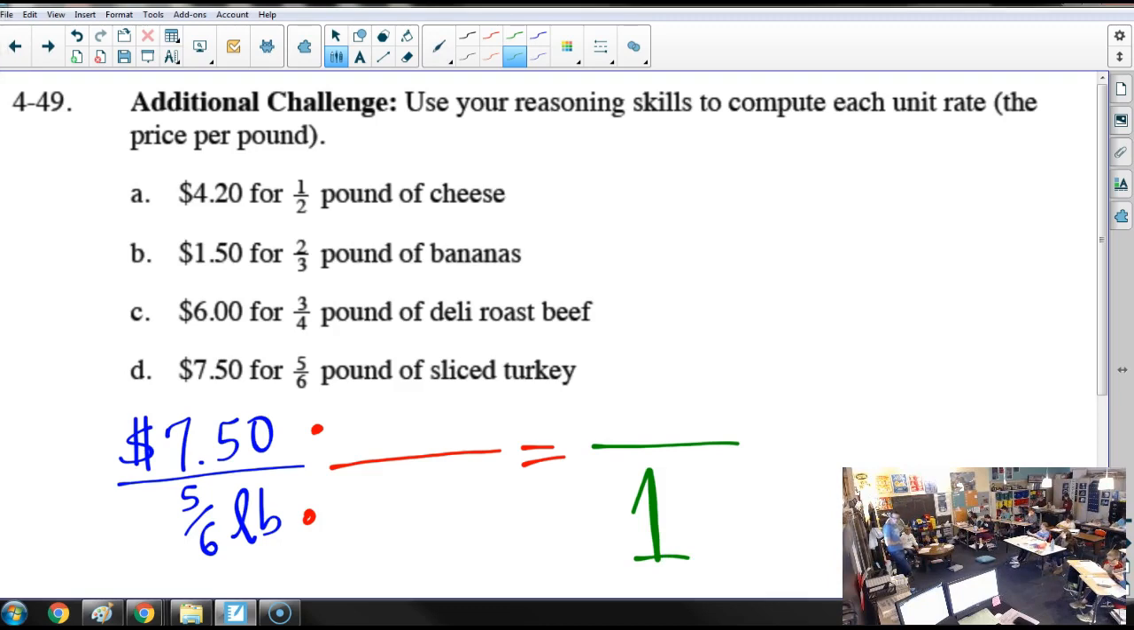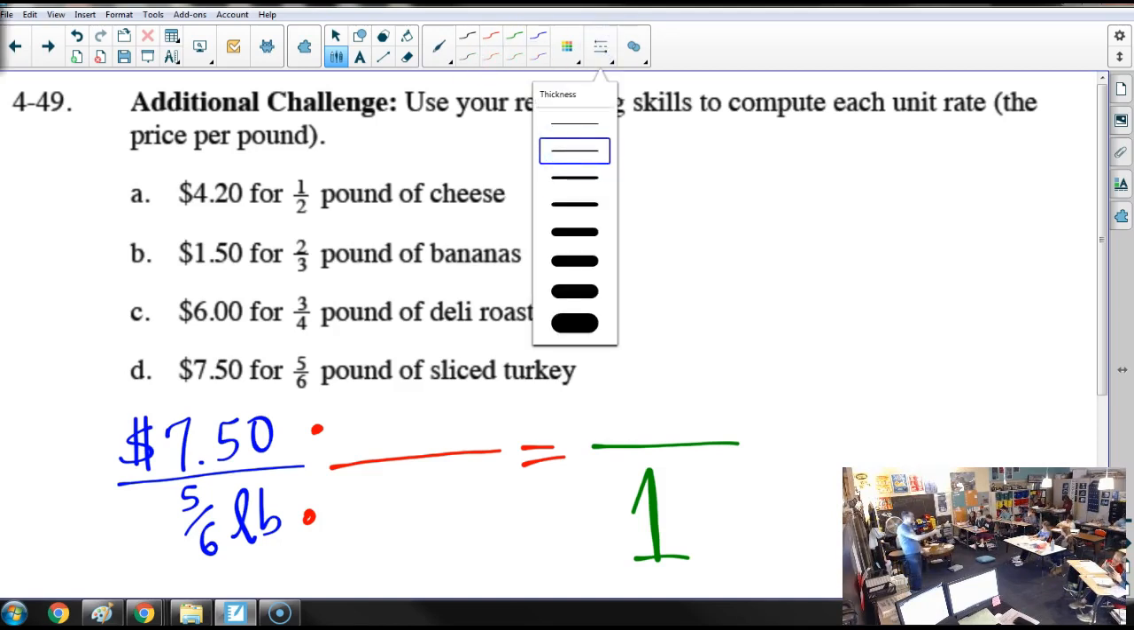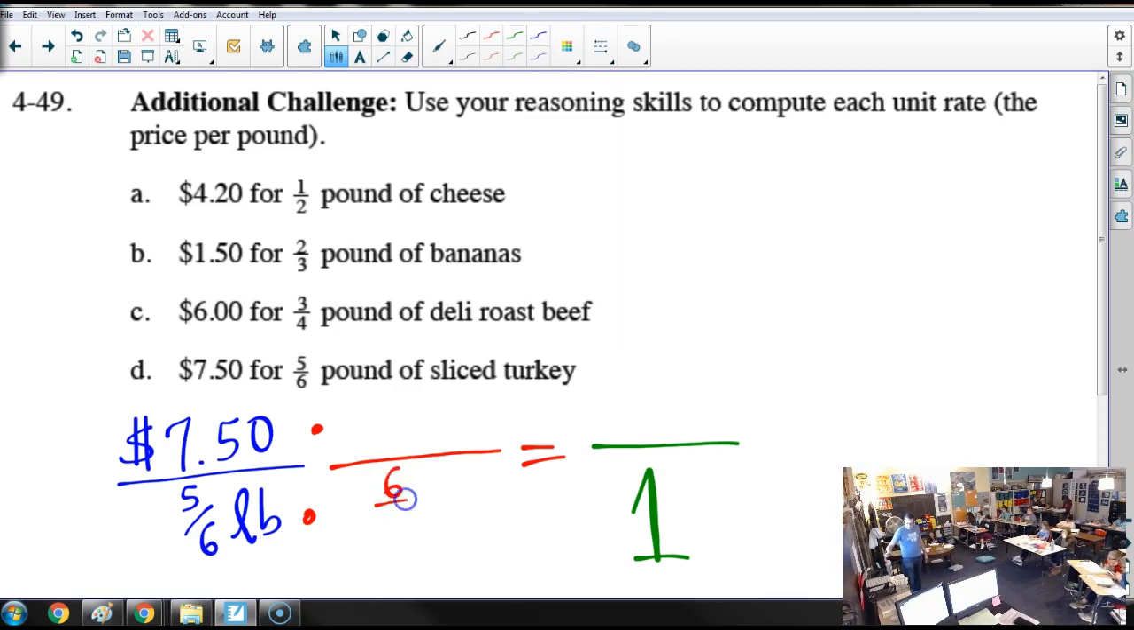Can anyone remember what we want to multiply a fraction by that will always result in 1? Araya? Yeah, now it's actually called the reciprocal, but I love the nickname refliprical. Flip your fraction. Make it 6/5. That will turn the bottom into a 1. But we also have to do that in the numerator.